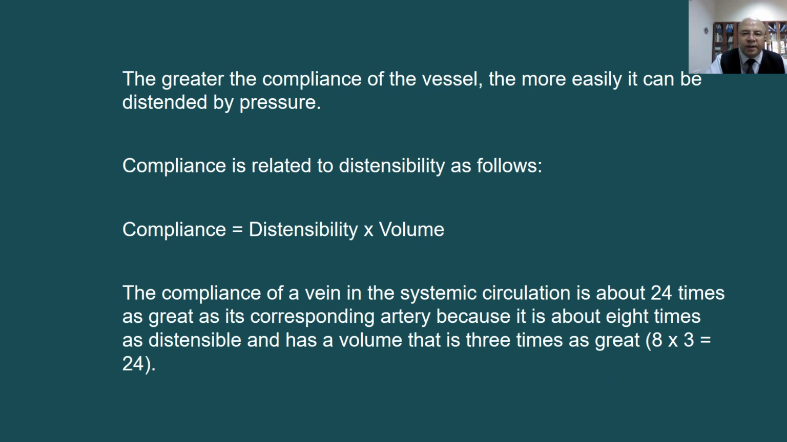The greater the compliance of the vessel, the more easily it can be distended by pressure. Compliance is related to distensibility as follows: compliance equals distensibility times volume. The compliance of a vein in the systemic circulation is about 24 times as great as its corresponding artery, because it is about 8 times as distensible and has a volume that is 3 times as great. So altogether 24 times.